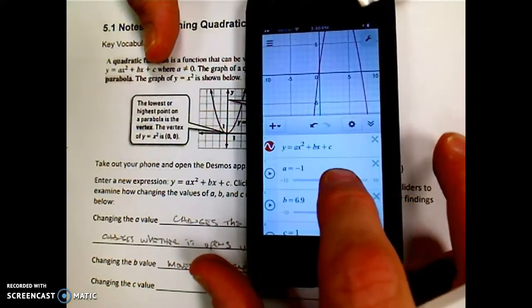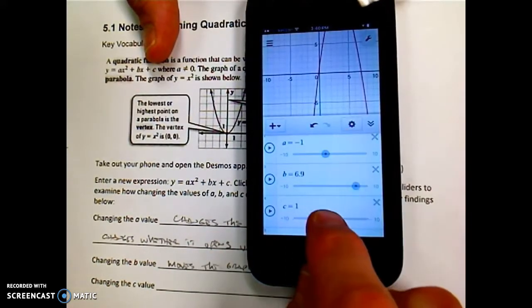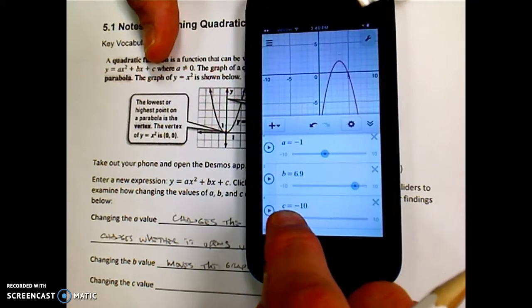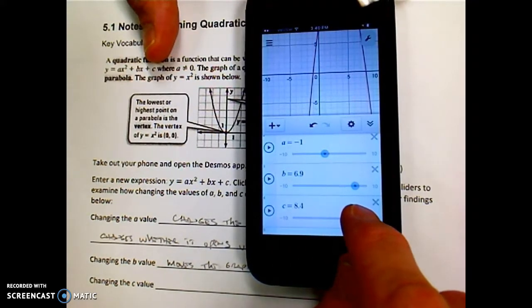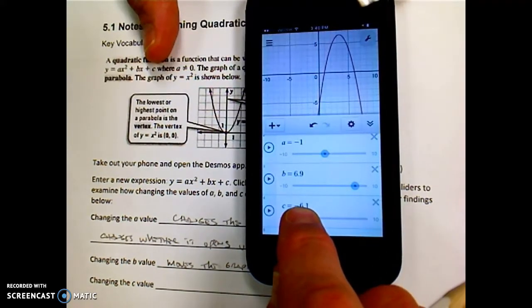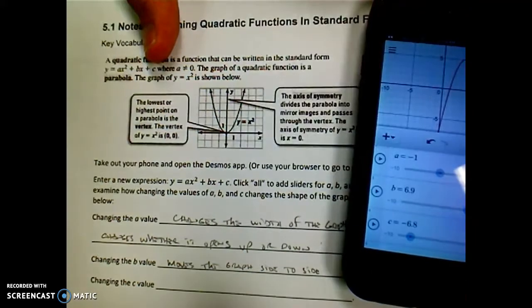And how about when we change the c value? Now our graph is moving up and down.